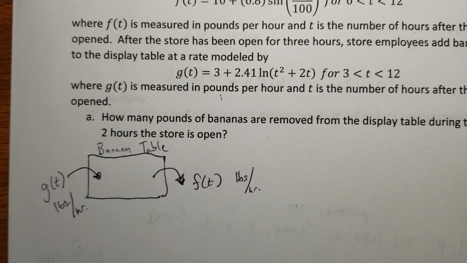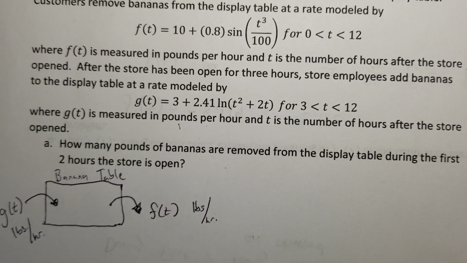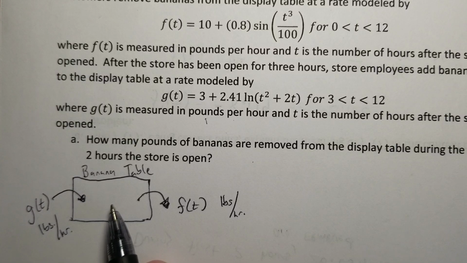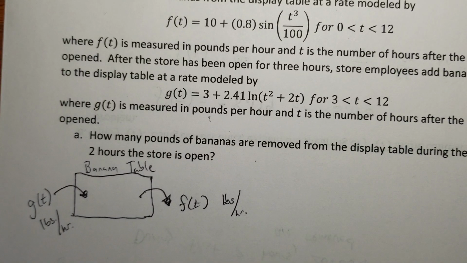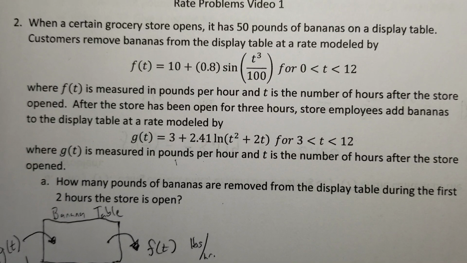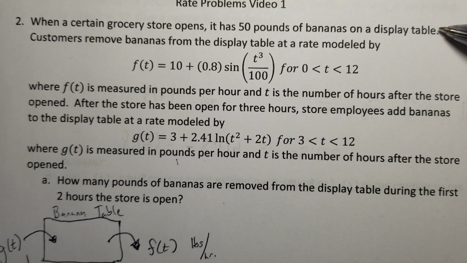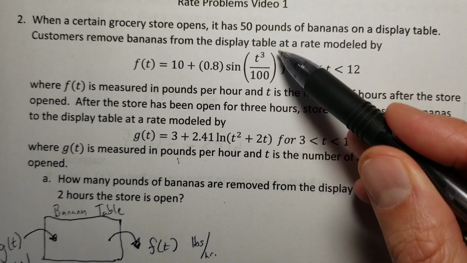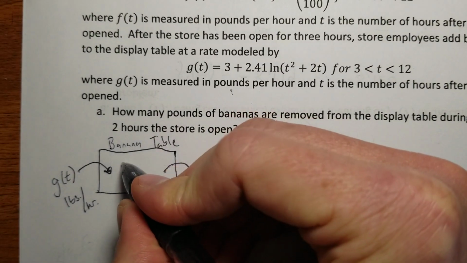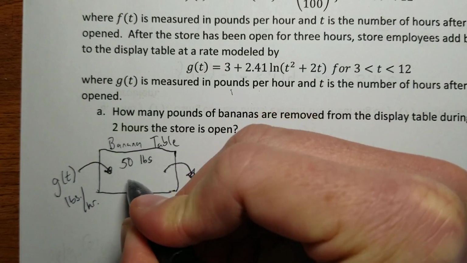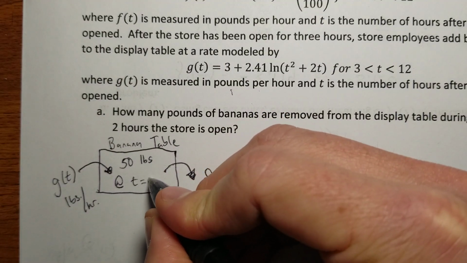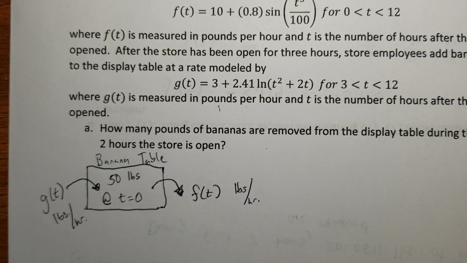Now, at this point, usually I'll go back through and I'll read the problem one more time. Okay, I'm going to go through and now try to comb through the rest of the information. Maybe I'm going to add some more things to my picture to give me more clarity on a problem that looks like this. So let's go back through it one more time. When a certain grocery store opens, it has 50 pounds of bananas on the display table. So I have 50 pounds that are already on my table when the store opens. So I'm going to go back to my drawing. 50 pounds at opening. When the store opens, that sounds like at t equals 0. So I'm going to add that to my picture.